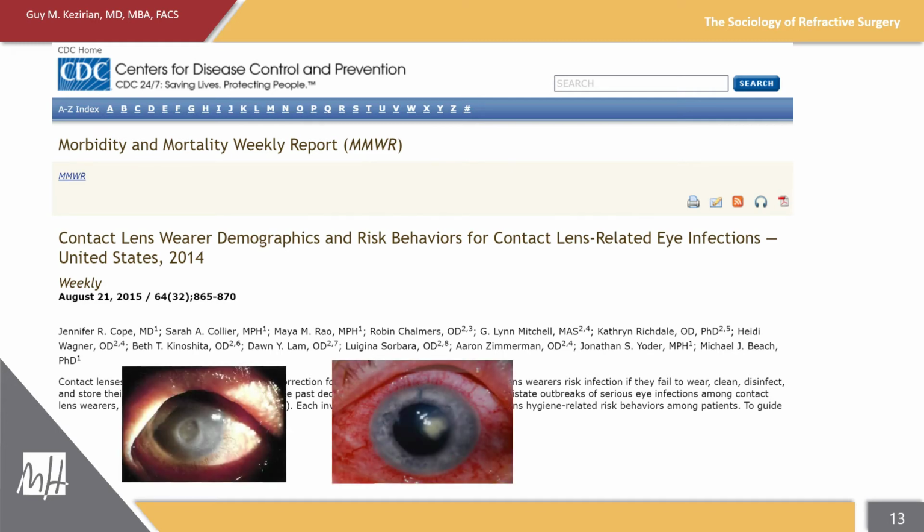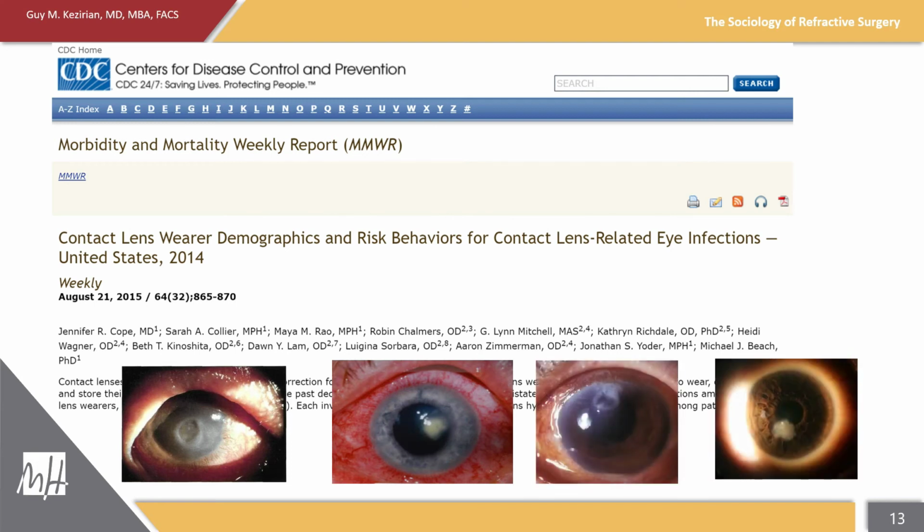The contact lens awareness trial programs that the CDC runs have been quite effective, but we still have over 10,000 eyes a year just in the United States that have sight-threatening corneal infections from contact lenses every year.